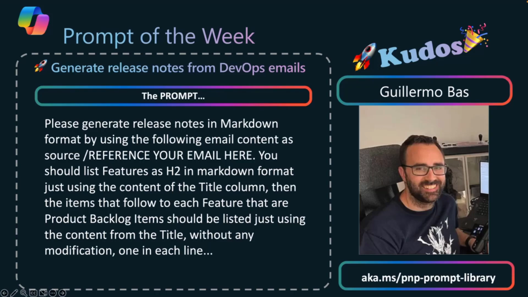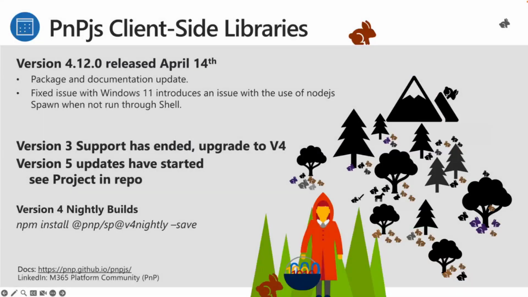All right, and Bo, why don't you tell us all about PNP.js? Yeah, thank you. So version 4.12 was released this past month. It was pretty small. It was just some package updates and documentation updates. I got a new laptop and found out that I couldn't develop PNP.js on it. So on Windows 11, there were some issues, so I fixed that.